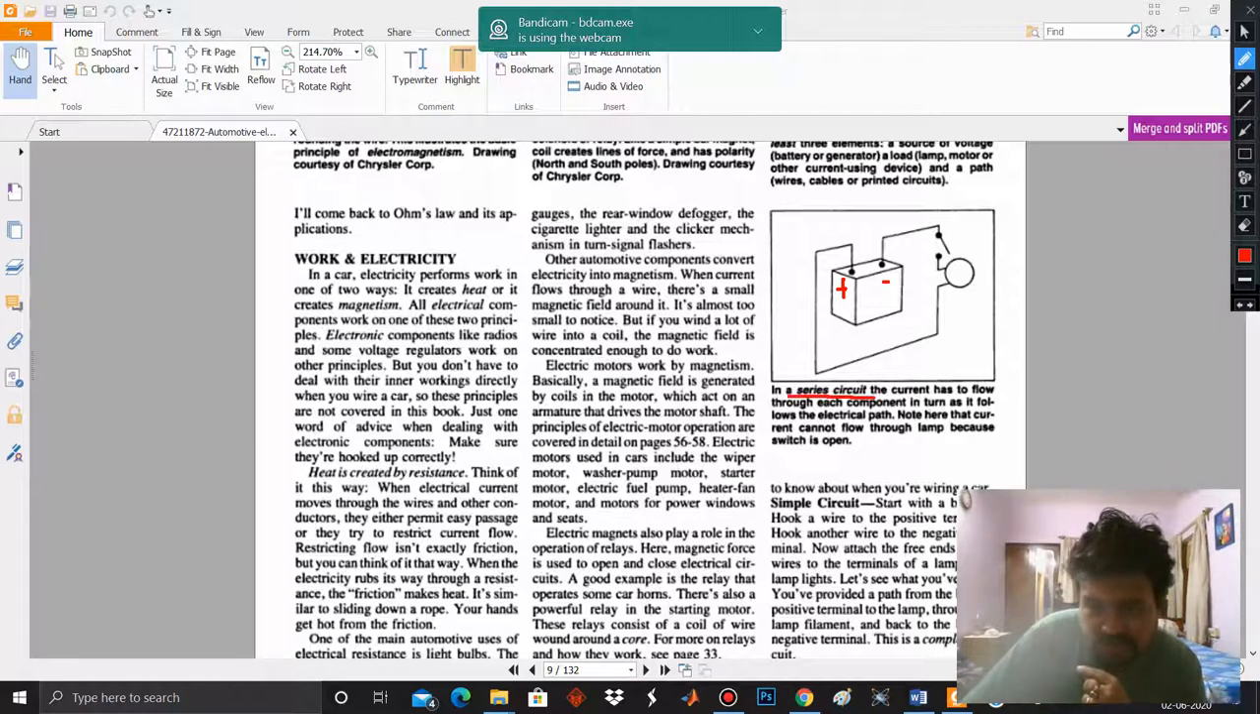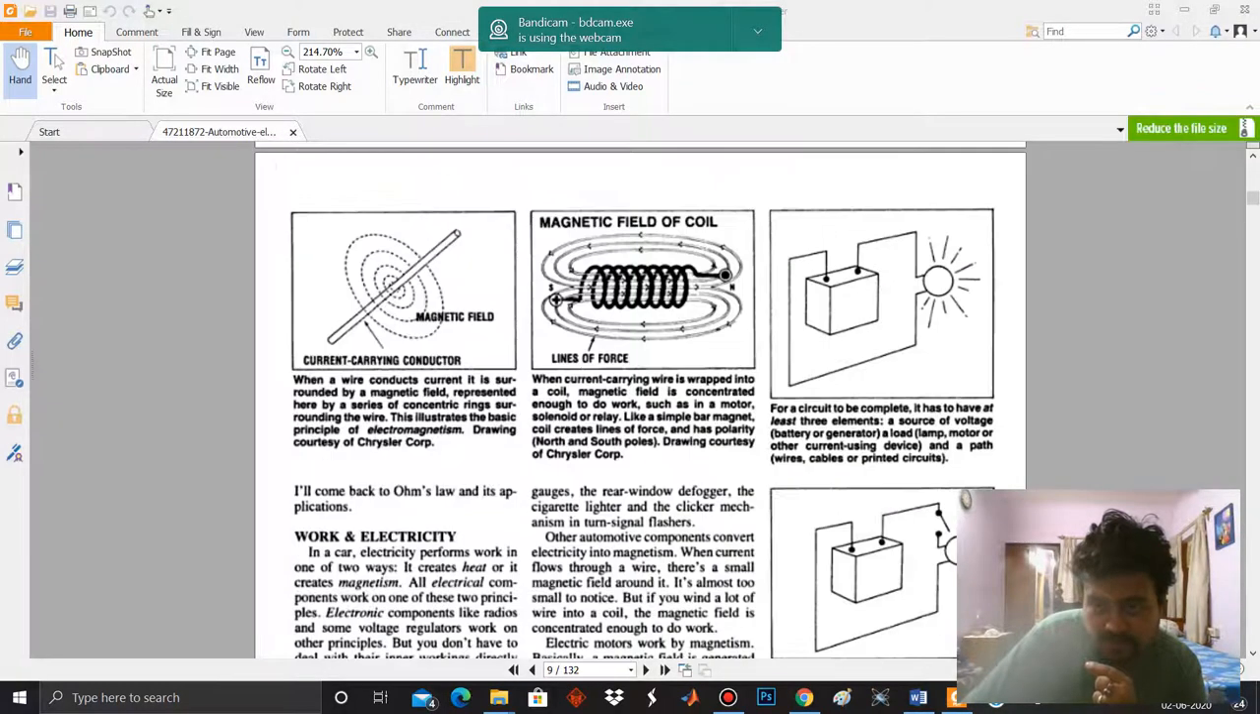In a series circuit, the current has to flow through each component in turn as it flows through the electrical path. Note that the current cannot flow through the lamp because the switch is open, but as soon as you close the switch over here in this diagram, you see the lamp lights because the circuit is closed.